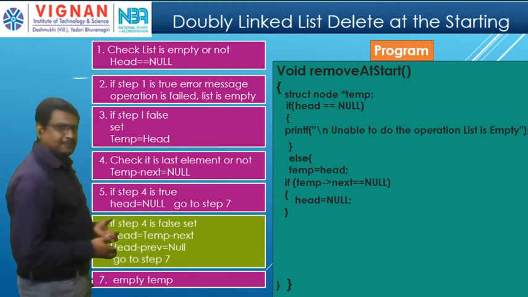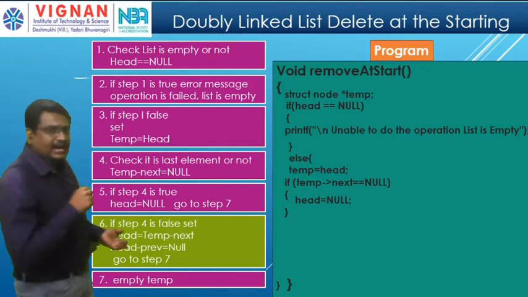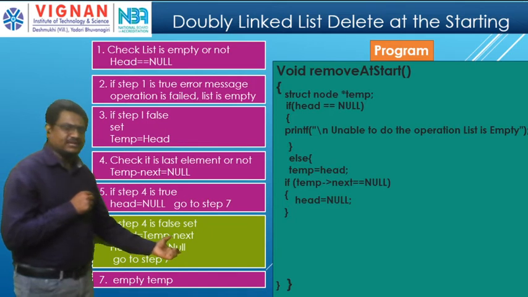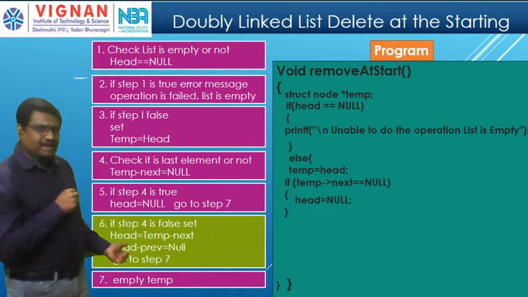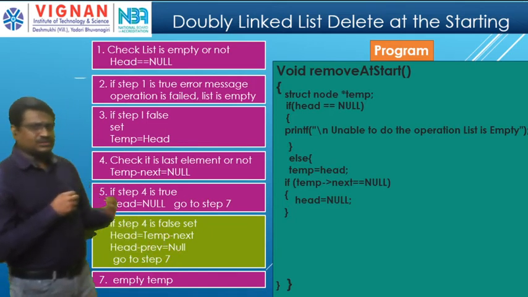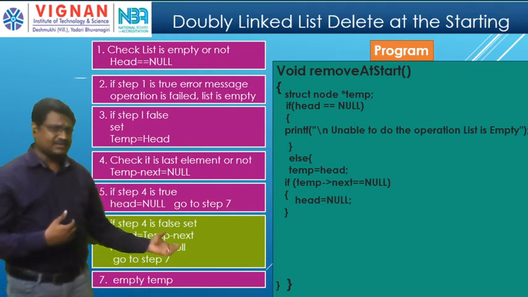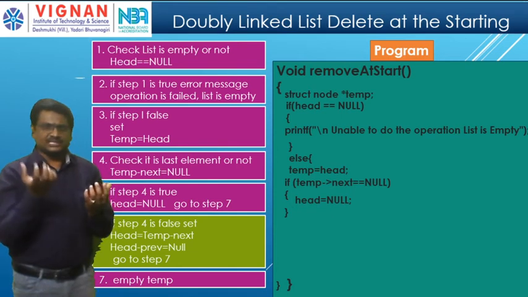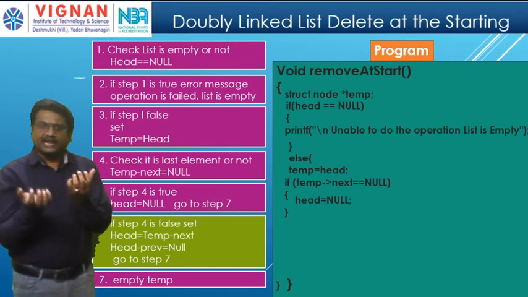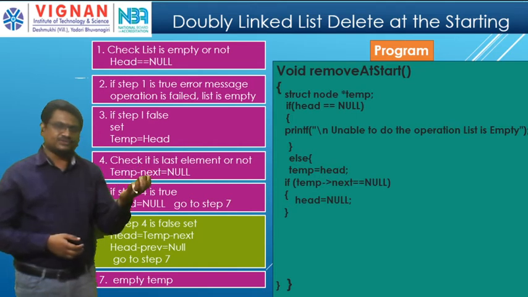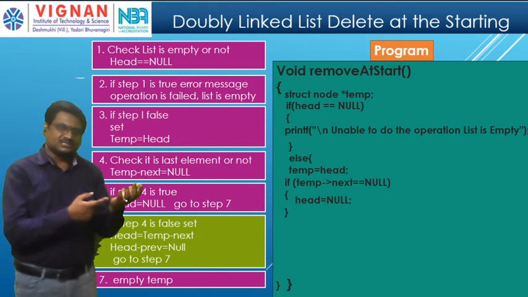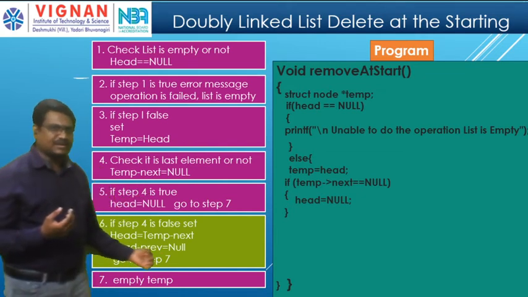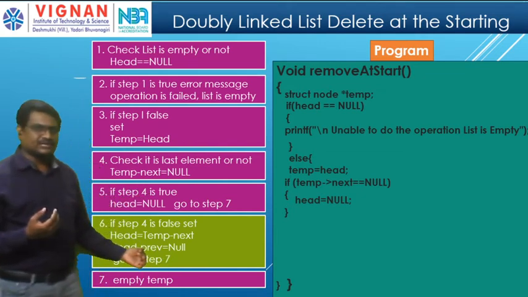This process will be done. So head, sorry, head transfers to the next element, that is temporary next. Head previous becomes null. Am I right? So why head previous? See, first I have the first element, second element. If I change the head from the first to the second, now this second must not represent this first one. So that's why I put head previous equals to null.